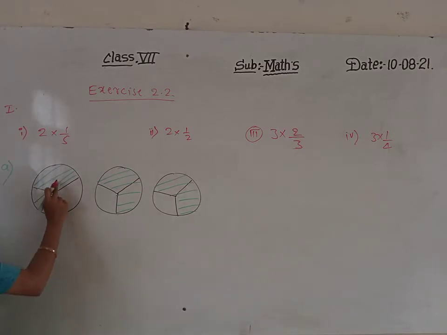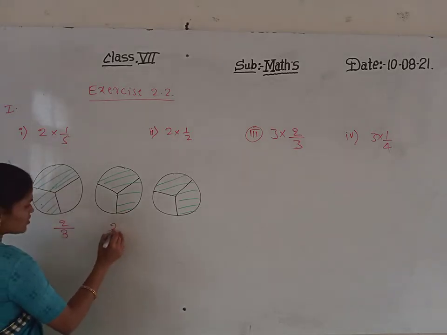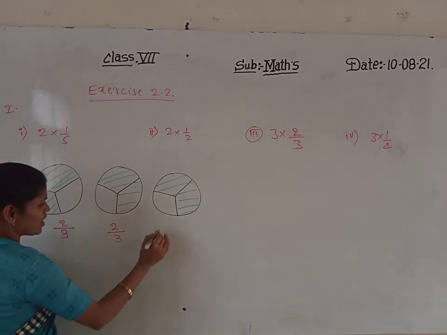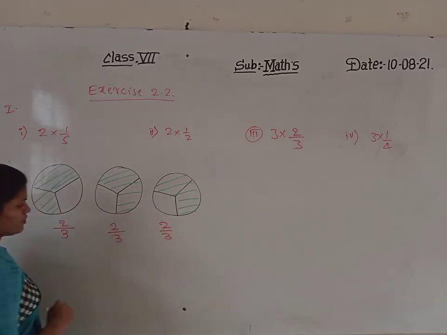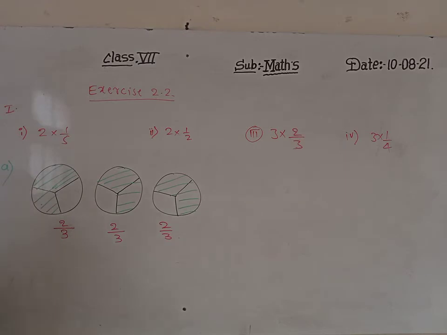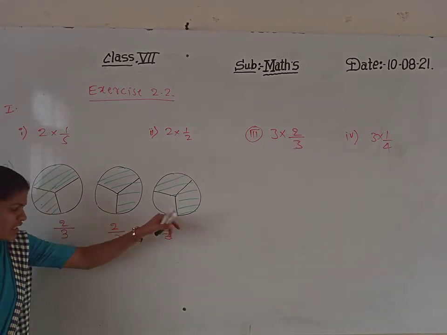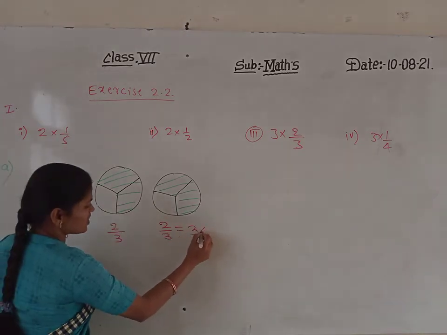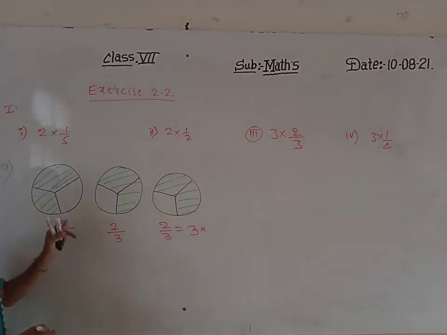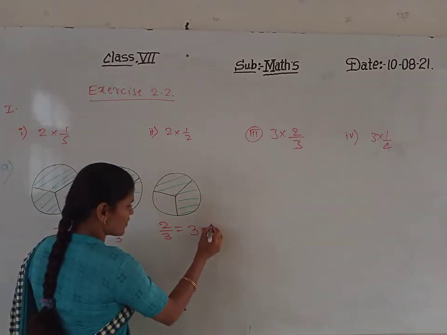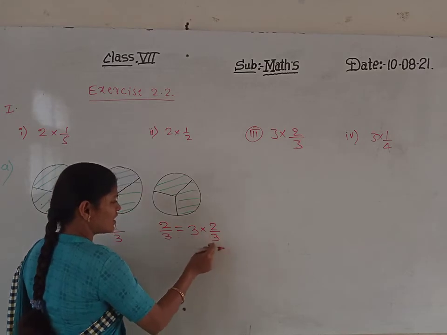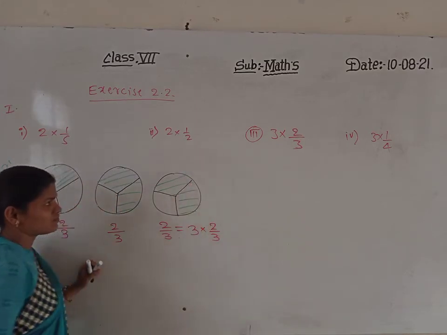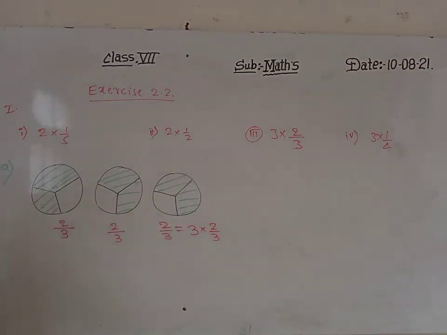Here, how many equal parts? 3 equal parts. Out of 3, 2 are shaded. Here also out of 3, 2 are shaded. Out of 3, 2 are shaded. Totally 3 pictures are there. From each picture, how many parts are shaded? 2 by 3 part is shaded. Is there any fraction like this here? 3 into 2 by 3, like that. Is there any fraction here?